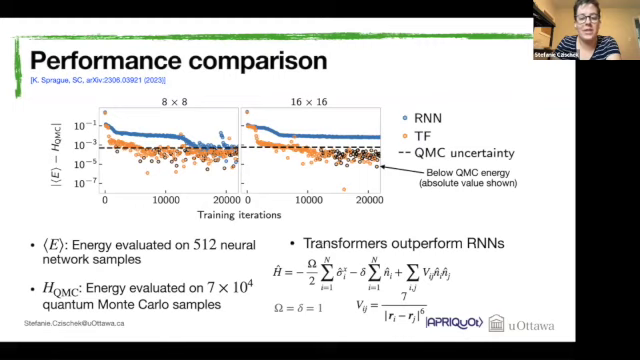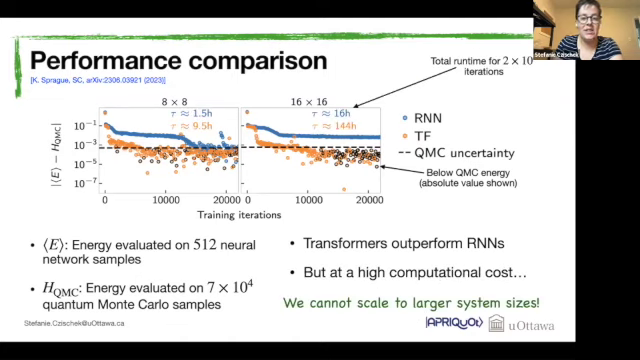So overall, we definitely find that transformers outperform these RNNs because they converge faster and they converge closer to the exact energies. But of course, all these benefits come at a cost, and we can see the cost immediately if we just take a look at the computational runtimes.